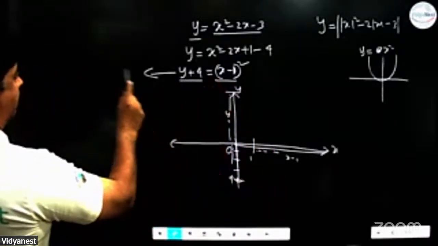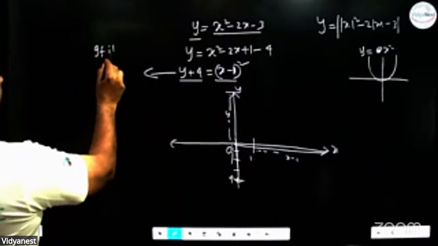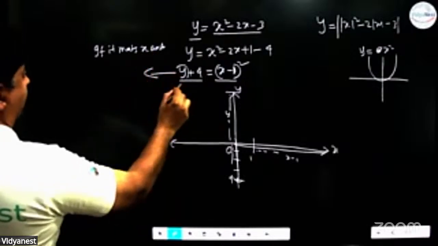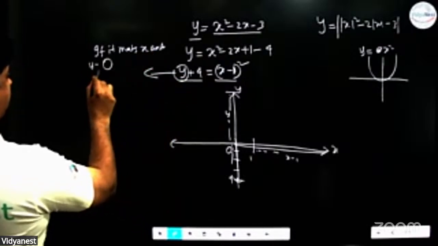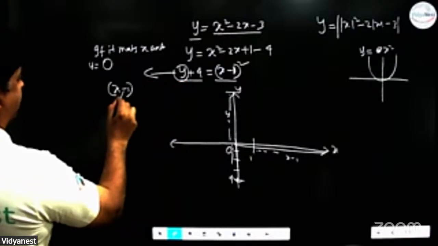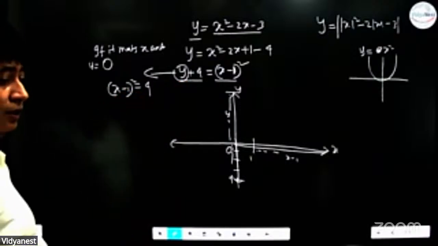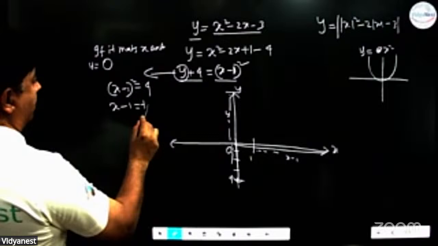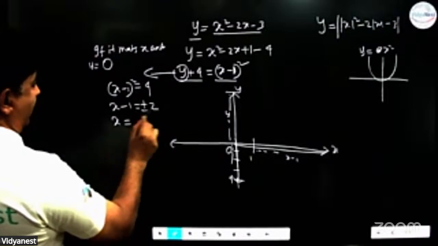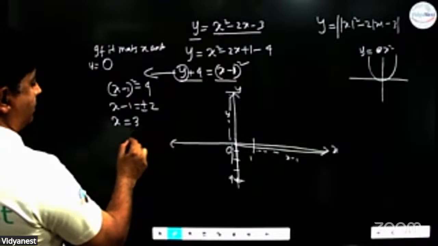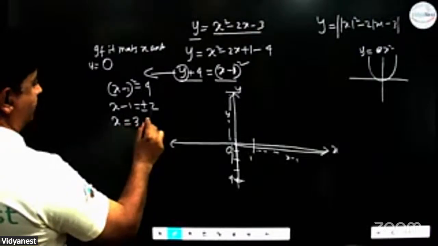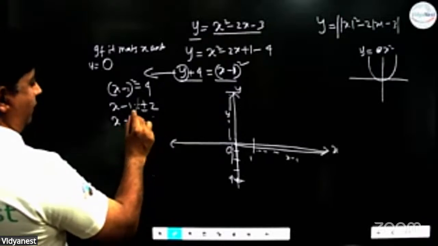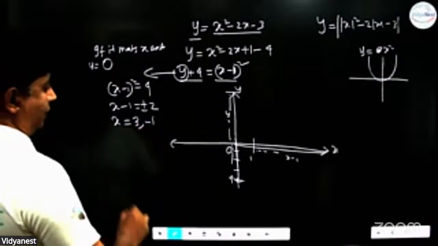You write, if it meets the x-axis, then y will be 0. Put it here, then x minus 1 whole square is equal to 4. Yes or no? Yes, sir. So x minus 1 equals plus or minus 2. So x, if I take plus, is 3, and if I take minus, it is minus 1.